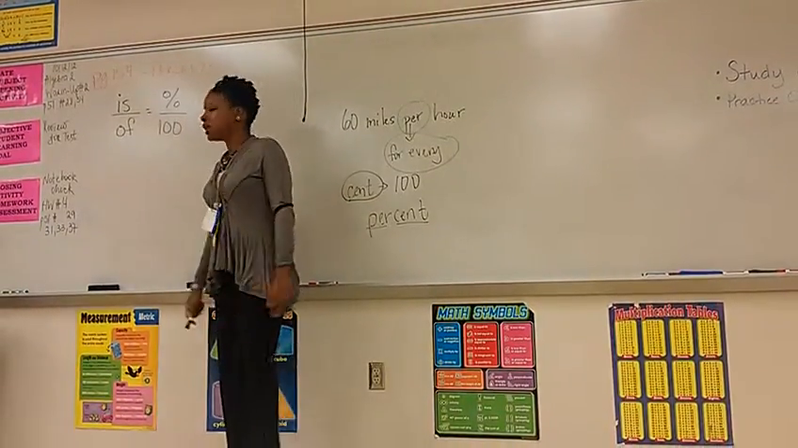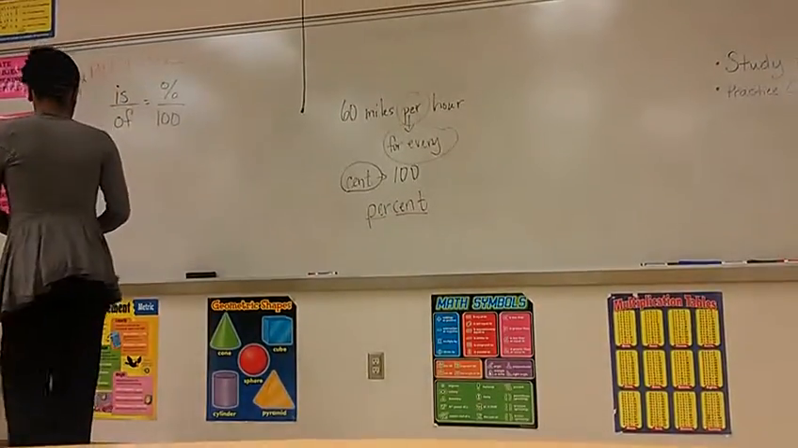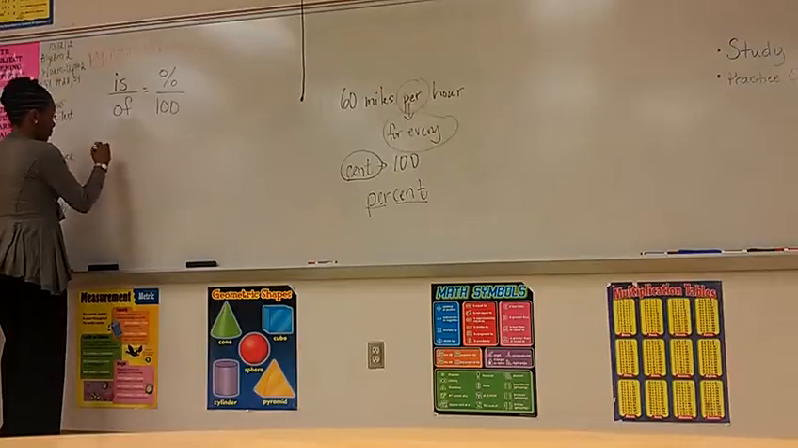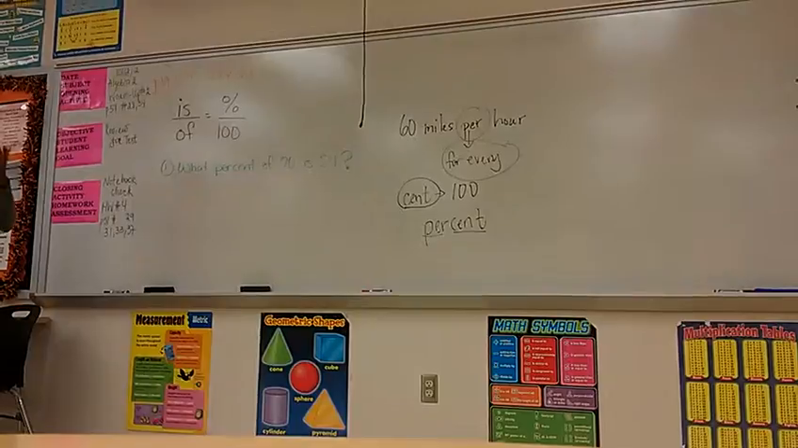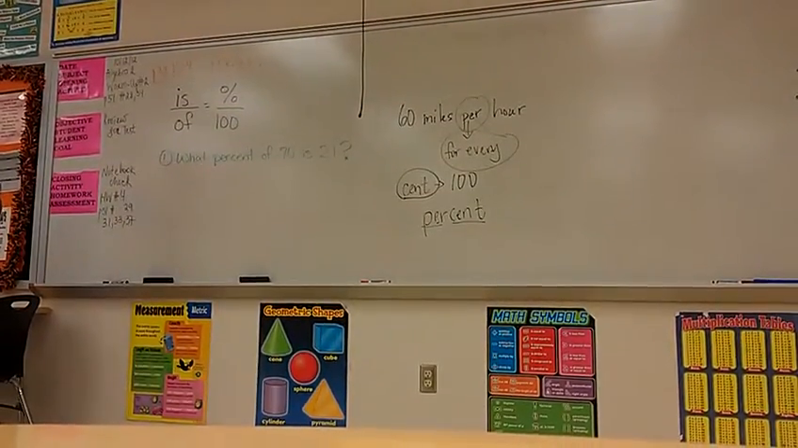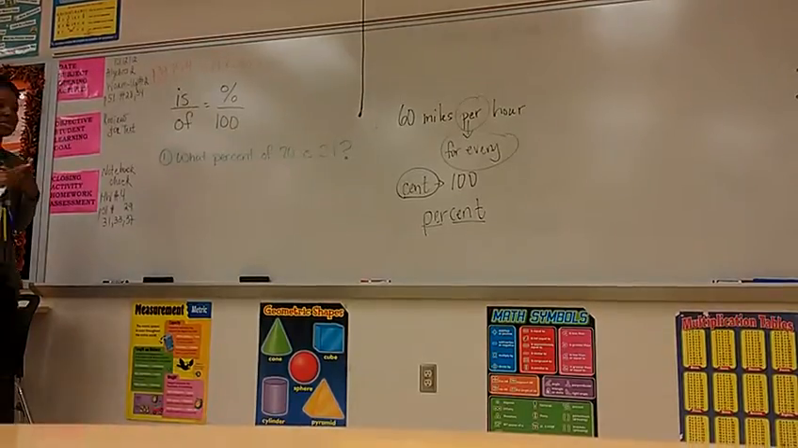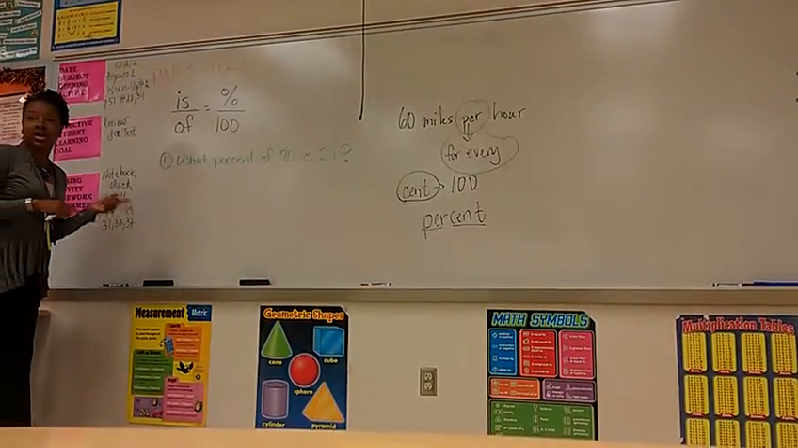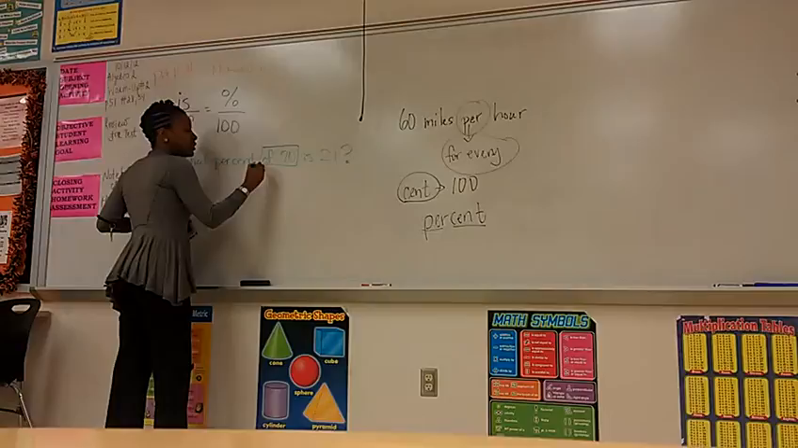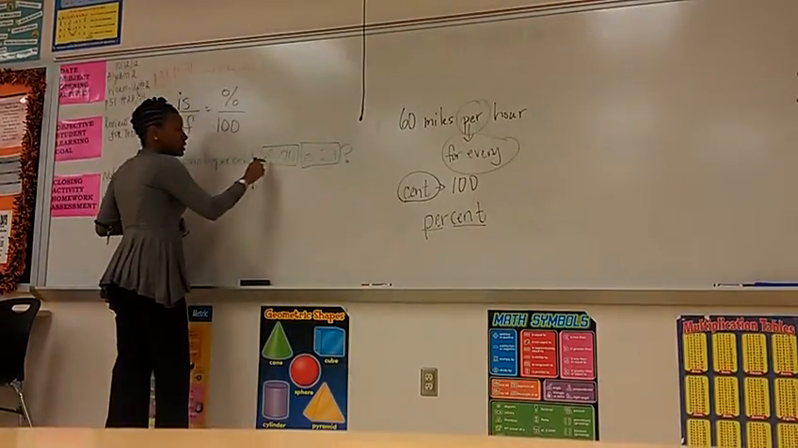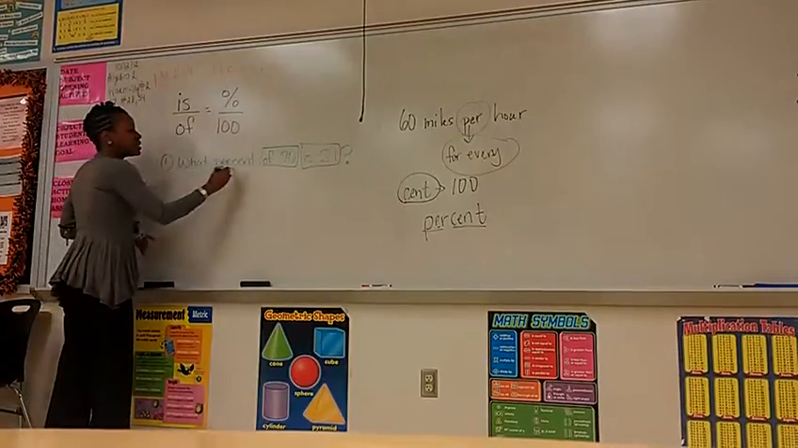Okay, so now if we look at question number 1, somebody read question number 1 to me. It says 21 is what percent of 70? So first thing I'd like to do is identify my is, my of, and my percent. Do we see is? People get confused with this sometimes. 21. Good, not 70. Because you have to have the number for of. So is is 21, 70 is of, and percent we don't know. That's why it says what percent.